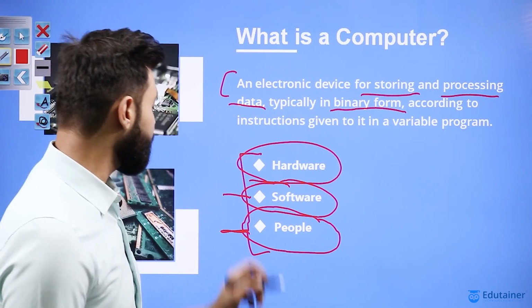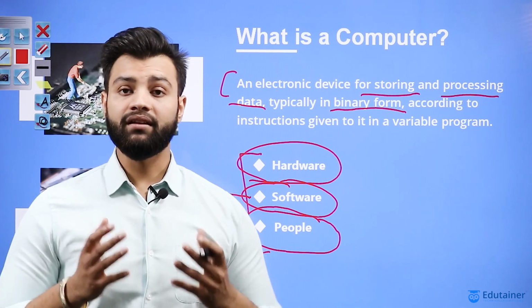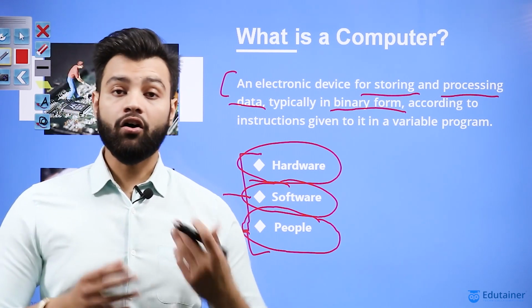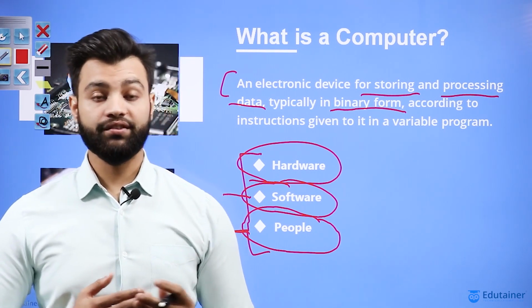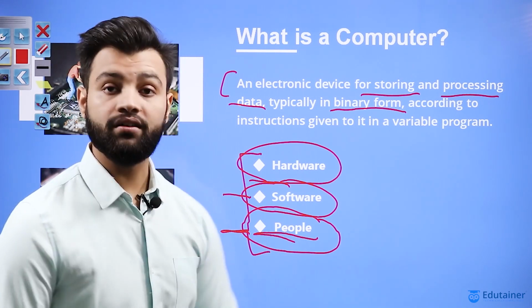And the third component is a very important component, that is the people, because people are the users, and according to them the computer will adjust and give the desired output. So the people or the users are quite important.